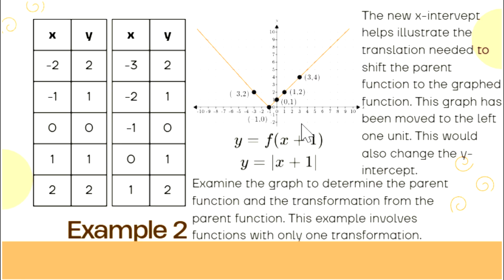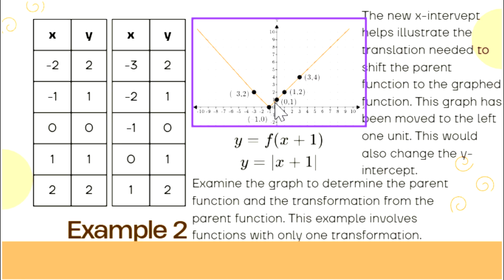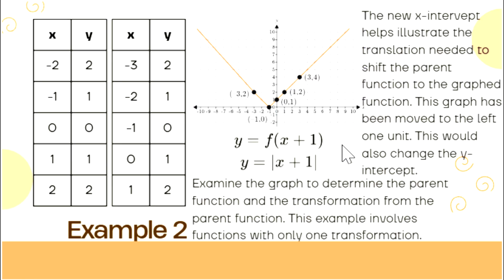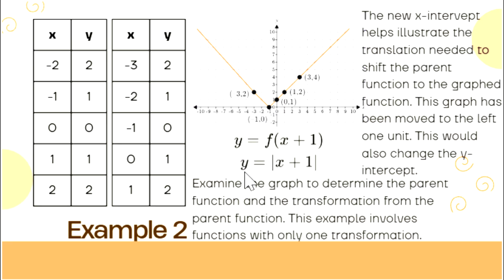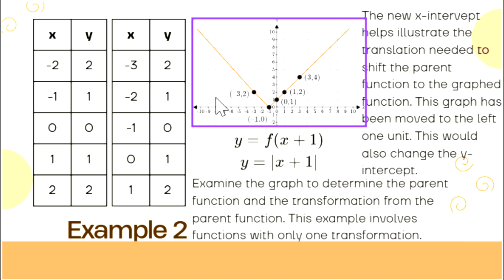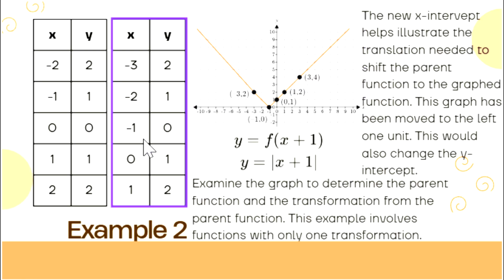This would also change the y-intercept. Before, the y-intercept was 0, 0, and now it's 0, 1. Okay, so our formula is going to look like y equals f of x plus 1, or to get specific, because this is an absolute value function, it's y equals the absolute value of x plus 1. Here's the two charts if you're interested in that. This one refers to our transformed graph. This one refers to the parent graph.